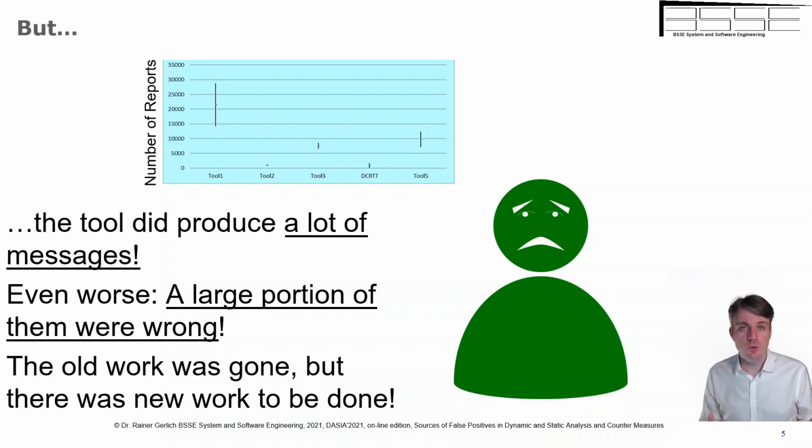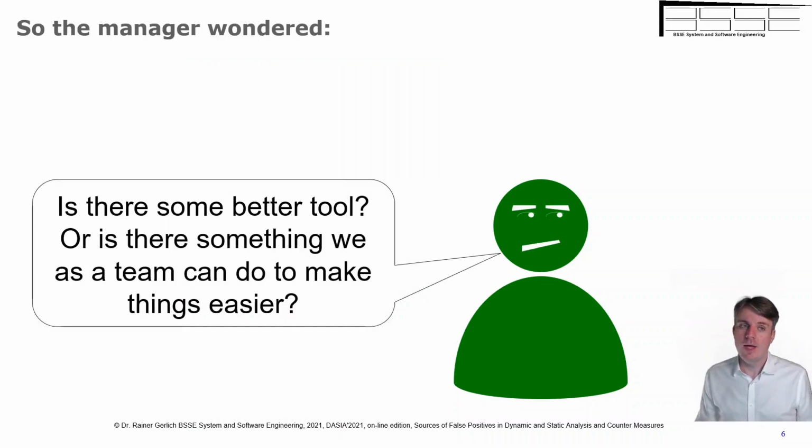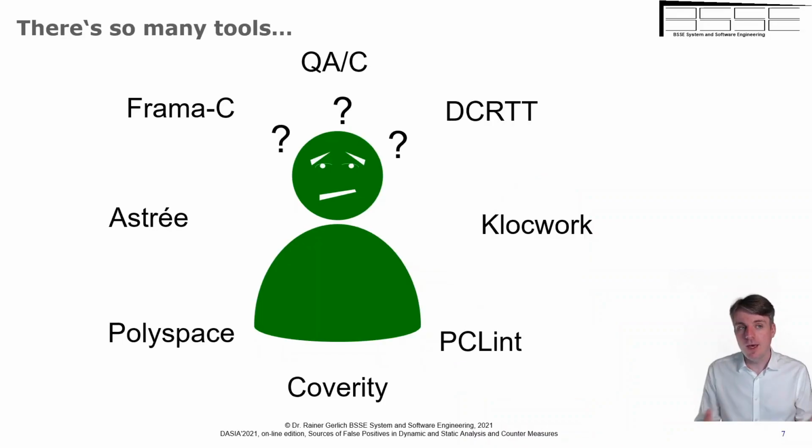Bummer. The tool produced a lot of reports, and many of them were even wrong in the sense that they highlighted defects that weren't even there. So they had saved some work, but they had created new work. And so the manager wondered, maybe they could have selected a tool better suited, or they could do something different in their development that would make life easier for the tool and for them without, in essence, adding overall effort to the project. And for that, the manager would have to review many tools.